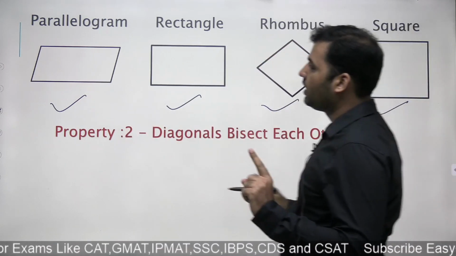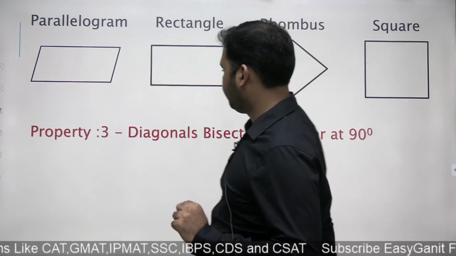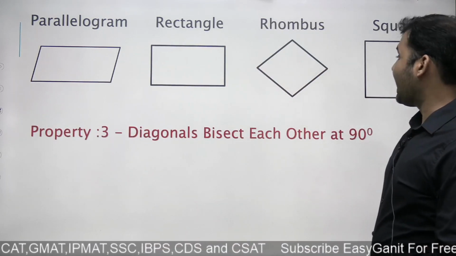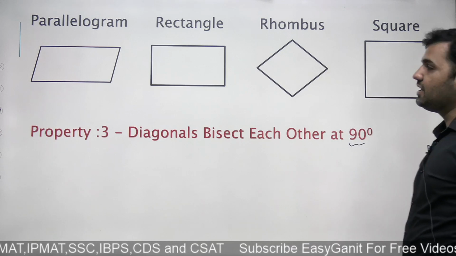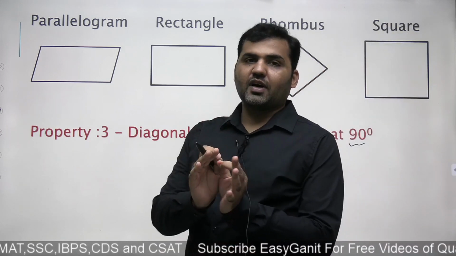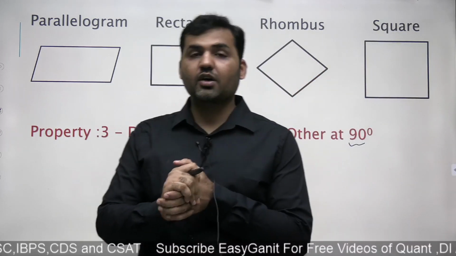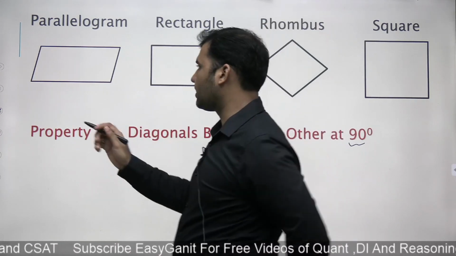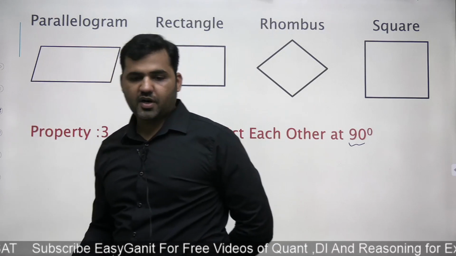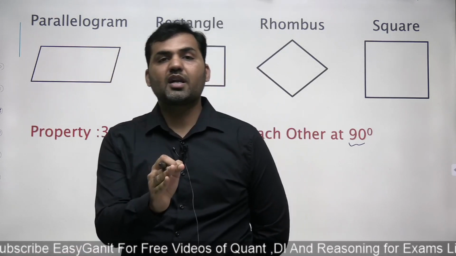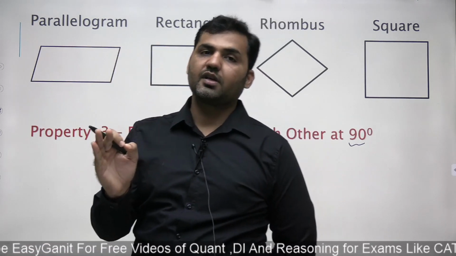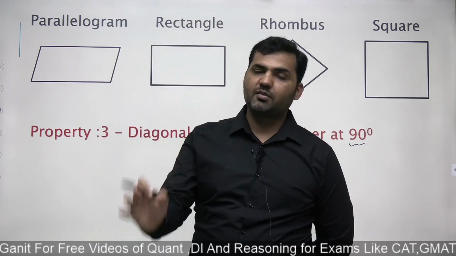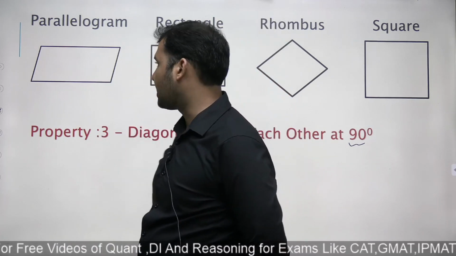Now let's move on to the property number 3. Diagonals bisect each other at 90 degree. Previous property was diagonals bisect each other. Now we are going to do the property diagonals bisect each other at 90 degree. Let's talk about the parallelogram. So we'll prove every property for parallelogram and we'll see how that property behaves in the rest of the figures, right? वही same property बाकी सभी figure में कैसे behave करेगा, यही अपने को check करना है.